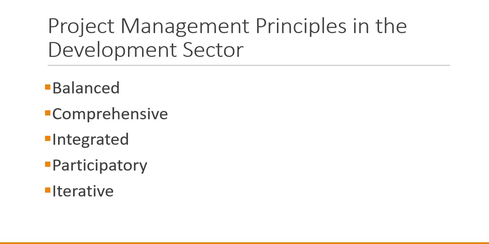Now let's look at important principles relating to project management in the development sector. Project management should be balanced. That means that all stages of the project from beginning to end are equally important and receive equal attention. Project management should be comprehensive. That means that the project management disciplines, which we're going to learn about, you could consider these project management professional competencies, are important throughout the life of the project. Particular skills and abilities that a project manager needs to be able to manage a project successfully.